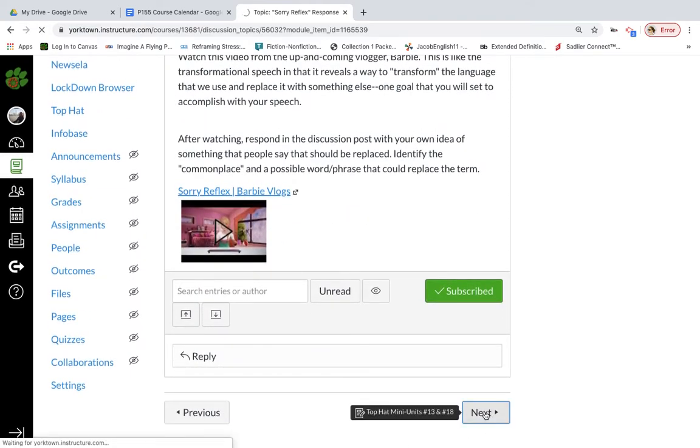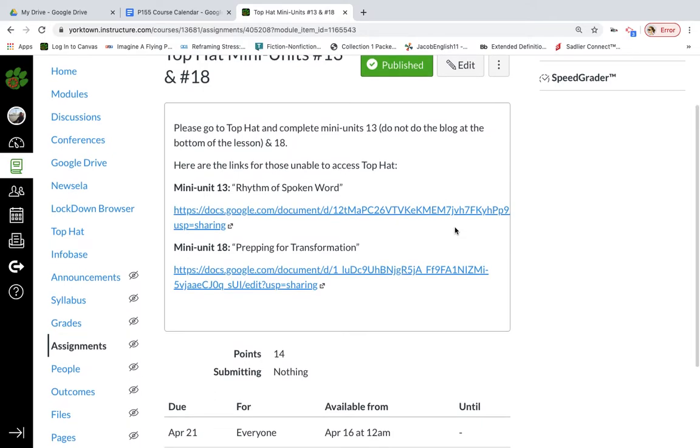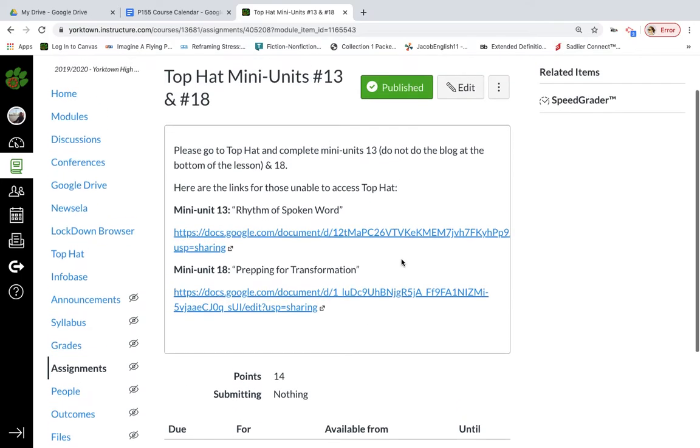And then the only other thing you're going to do is you have 2 top hat units. I can't remember off the top of my head. I know one was kind of average. One had a couple of little video things to look at. They shouldn't take you too terribly long. So this and the discussion post are not due until the 21st at 11:59 p.m. So you've got a lot of time.